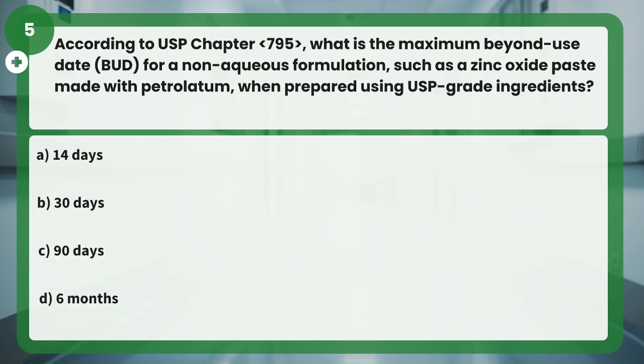Question 5. According to USP Chapter <795>, what is the maximum beyond use date, BUD, for a non-aqueous formulation, such as a zinc oxide paste made with petrolatum, when prepared using USP-grade ingredients? A. 14 days. B. 30 days. C. 90 days. D. 6 months.